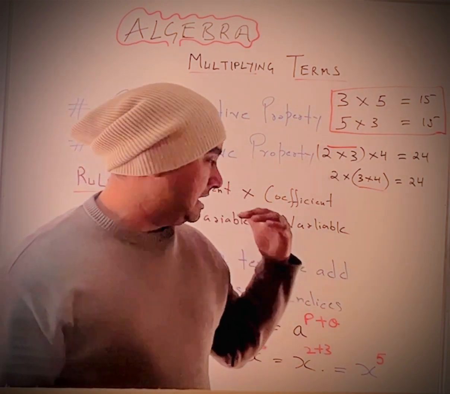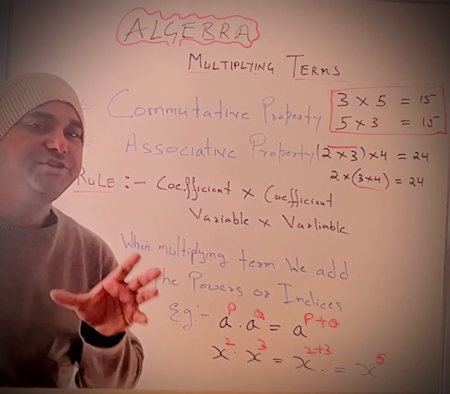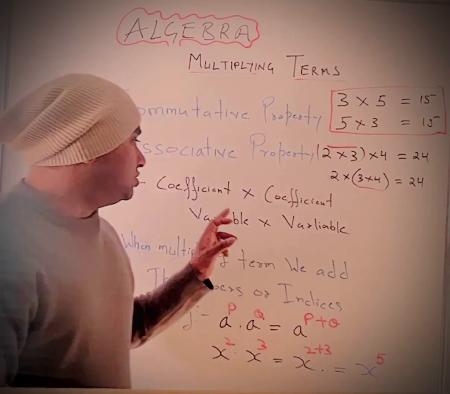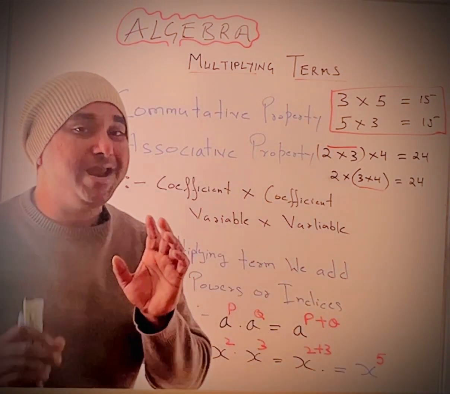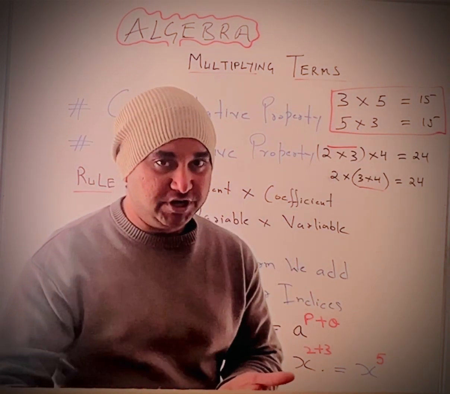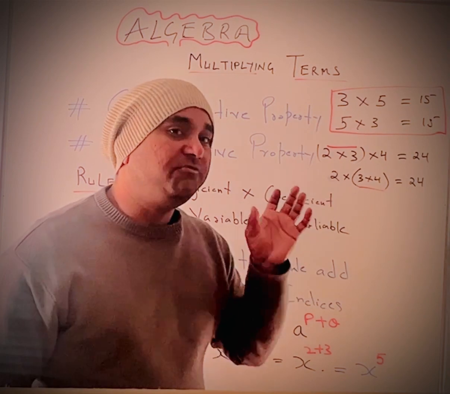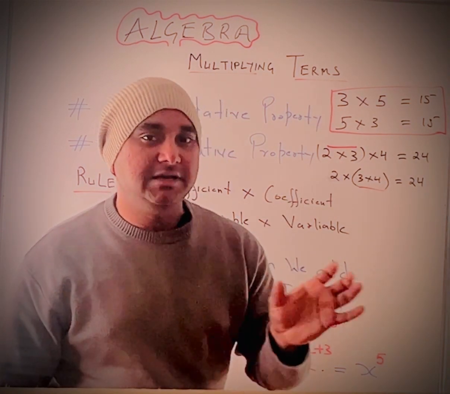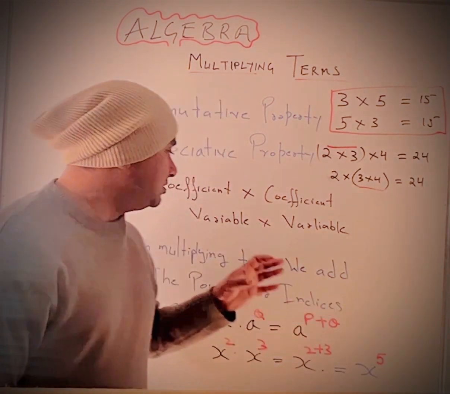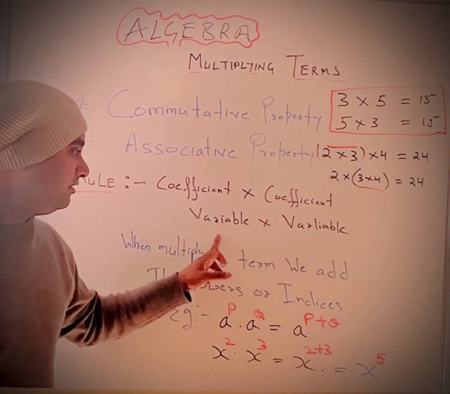Now, let's talk about another rule. So let's say coefficient. You know what coefficients are, right? Coefficients are the numbers before the variable that we are multiplying with the variable. You know that very well, right? So coefficient is multiplied with coefficient. When you are multiplying 2 terms in algebra, the coefficient will be multiplied with the coefficient, and the variable will be multiplied with the variable. The variables are the letters A, B, C, X, Y, Z. All these letters are called variables in algebra.